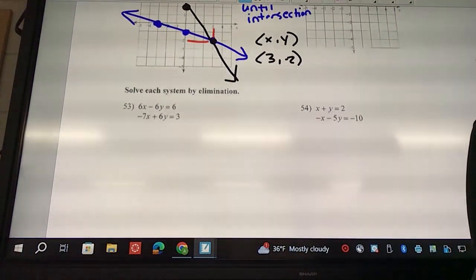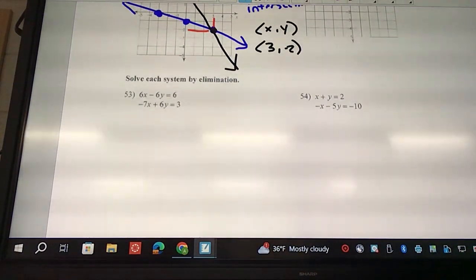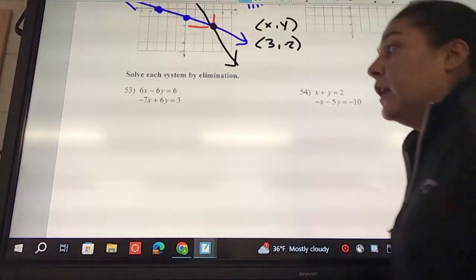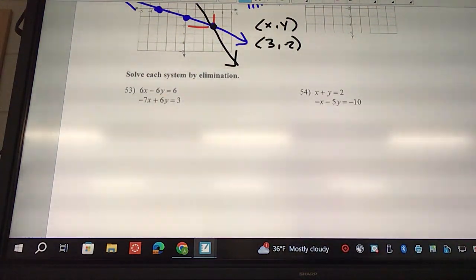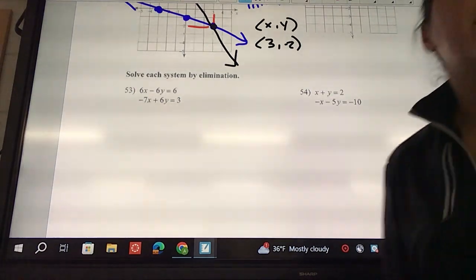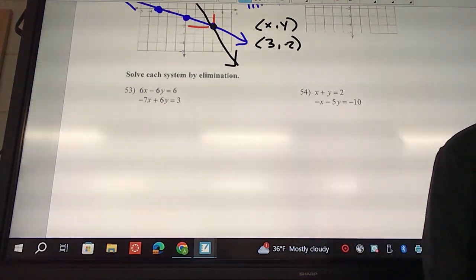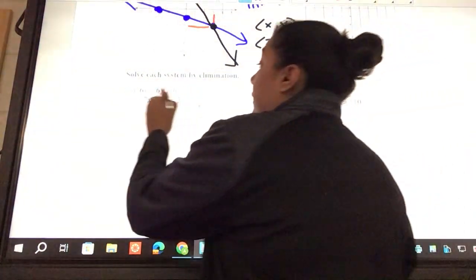Okay, 53 is going to be elimination. This one, you just kind of need to know it or you don't. If you don't, then this is one I would guess on, because it's a lot of steps. Okay, we're going to add the two together.